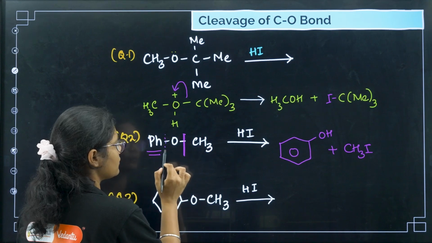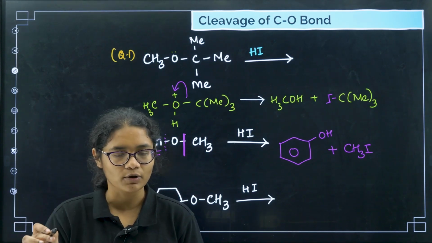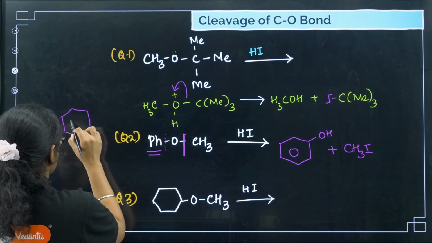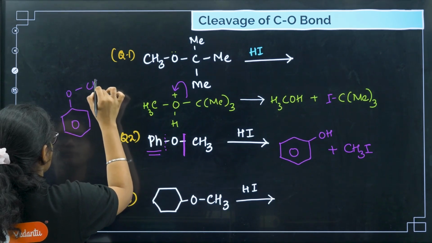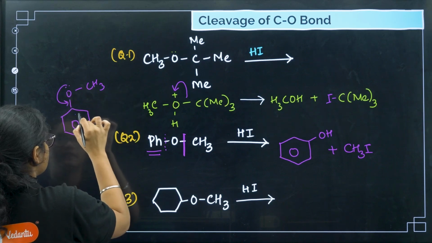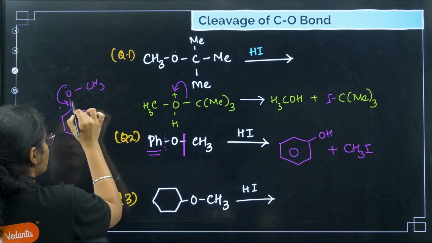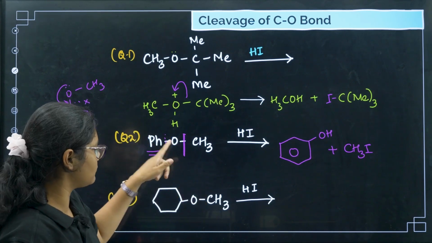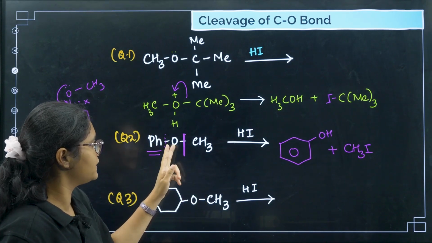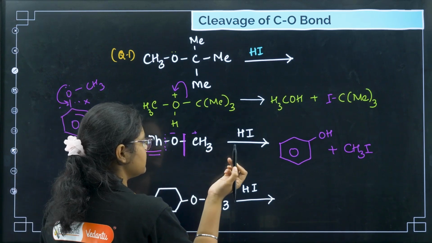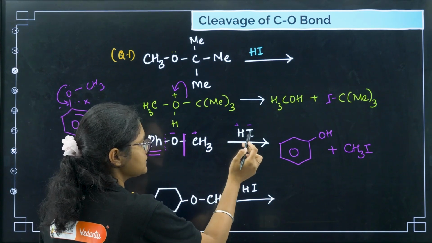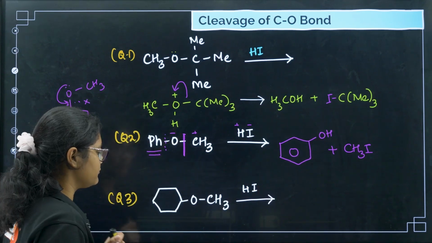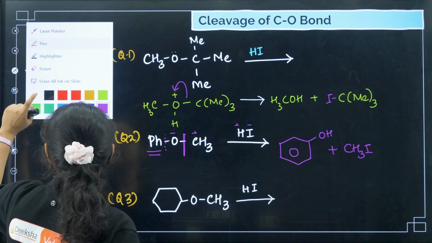Now why is this happening? Because you know this bond cannot break, this is very difficult to break. Phenol, as you know, this structure is like this, so this oxygen is in resonance here, that is why we cannot break this bond, this bond breaking is difficult here. So that is why the bond will break here only and O minus will form, and CH3 plus will form, this is H plus, this is I minus, so CH3I will form and phenol will form here. Clear?